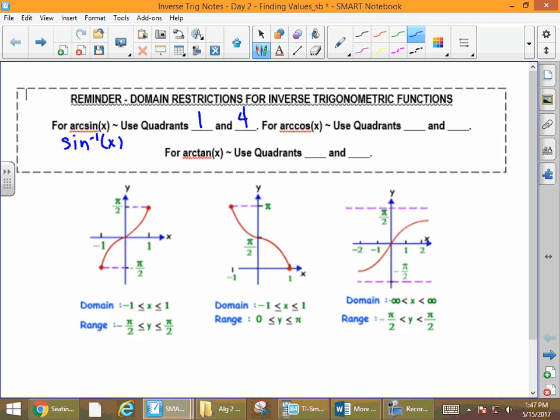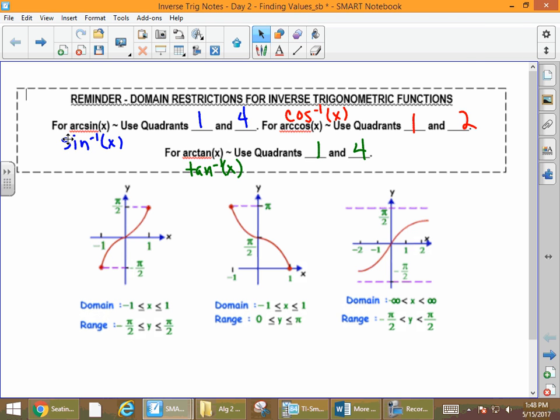In fact, arc tangent could just as easily have been written as tangent to the negative 1 of x. That's going to also be in quadrants 1 and 4. We're limited to working with values that are within that domain and range. And then in cosine, so that we're dealing with positive values and negative values, the quadrants that we have to use for cosine are 1 and 2.